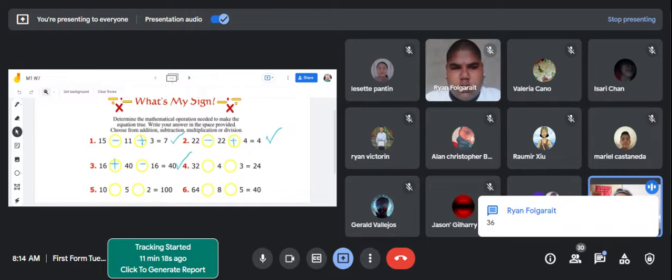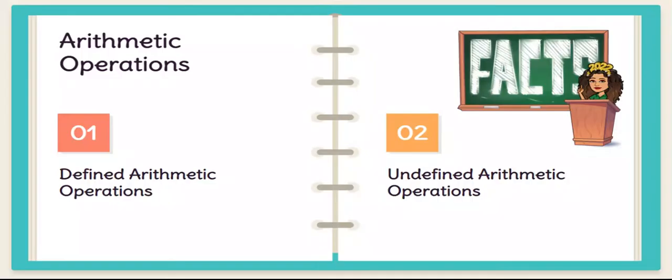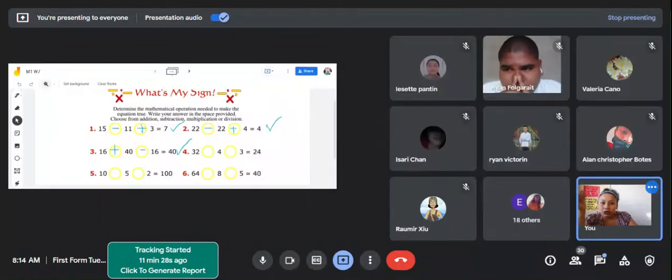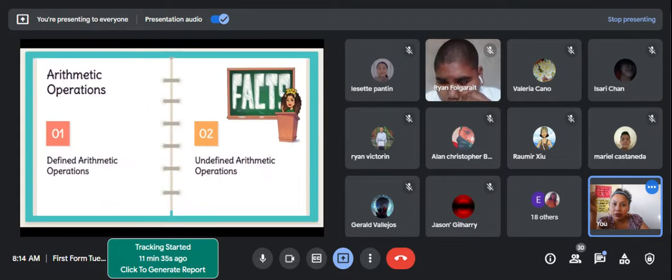Okay, so let me go back to my slide. One second. And then to Google Meet. Share desktop instead. Okay.